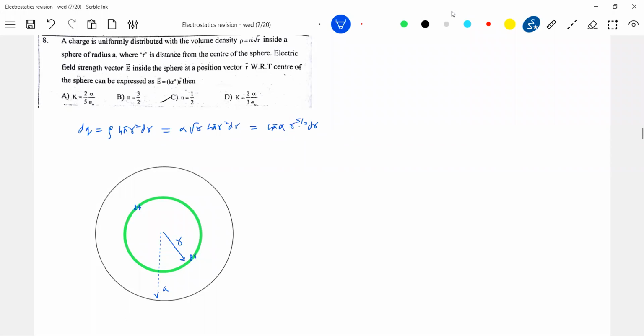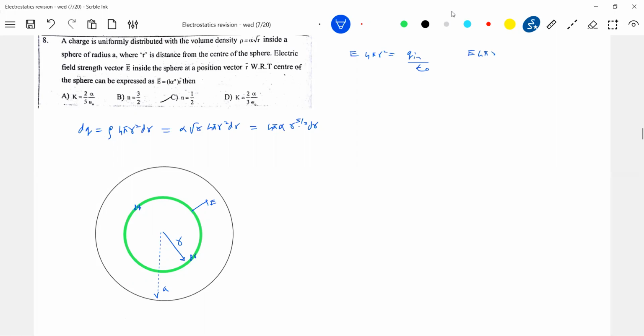Now it is asking for the electric field at this particular point. So for that, I'll apply Gauss law. The basic Gauss law will be E into 4 pi r square equals q in by epsilon naught.